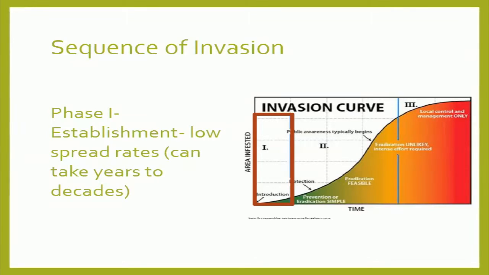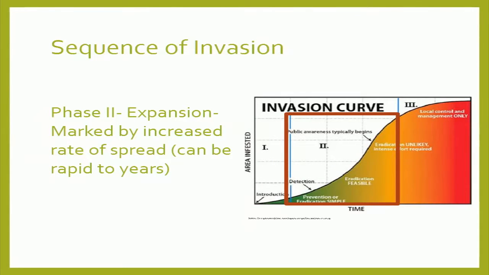This diagram shows a typical invasion with time on the x-axis and area invaded or infested on the y-axis. Phase 1 is called establishment. This is at a time when the invasive species is at a low rate of spread and probably has not been detected yet. This phase can take a few years or several decades. If invasive species are detected at this level, then eradication and prevention measures can be simple since there are relatively few invasive individuals occupying a small area.